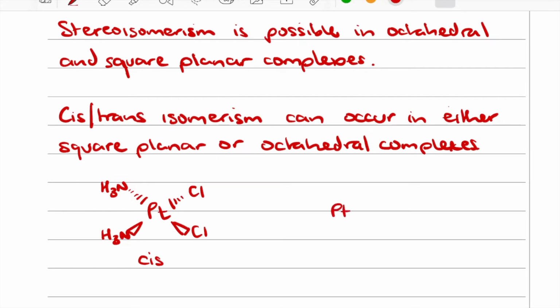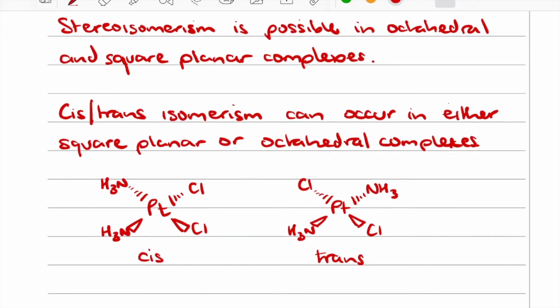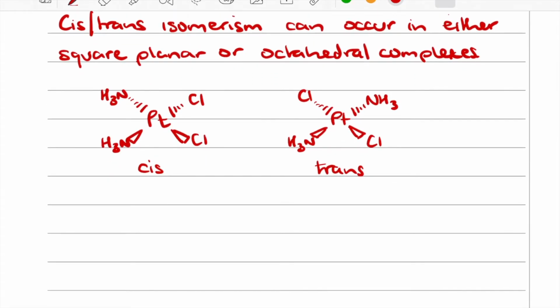Then if we want to draw the trans version, again, just draw the square planar shape. And now I've got to make sure that the chloride ligands are across from each other and that the ammonia ligands are across from each other. Okay. Again, obviously it's still the same complex. So there's no overall charge. Great. Now we've got to do the octahedral.